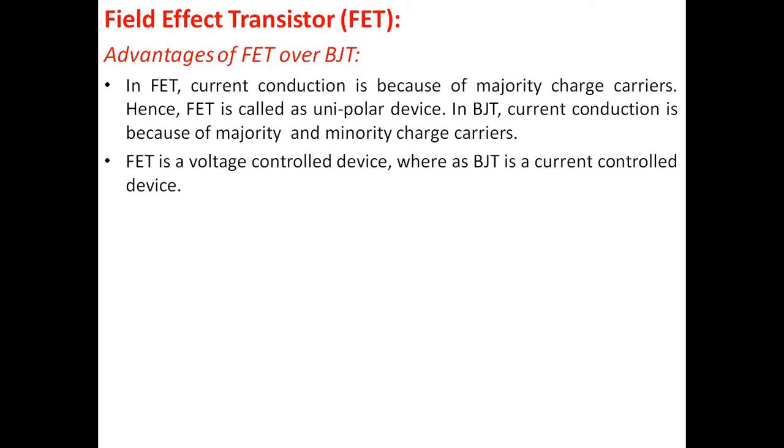We know BJT is a current controlled device. The output current is controlled with the help of the input current. But in case of a field effect transistor, we call it a voltage controlled device. The output current is controlled by the input voltage. Yes, this is one major advantage. FET has a very high input resistance when compared to the BJT.